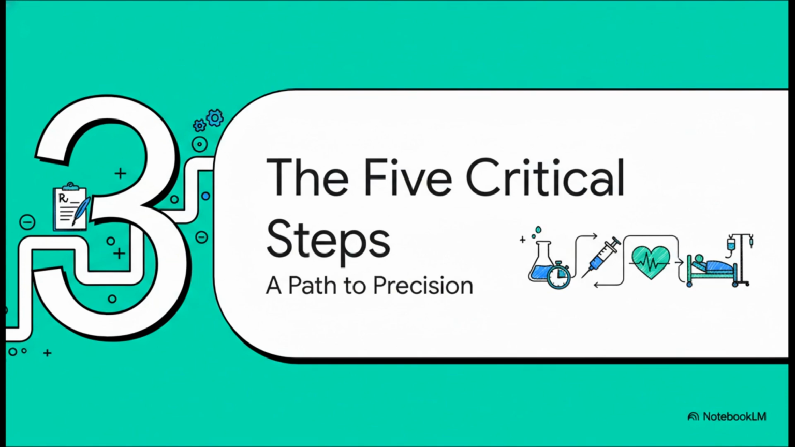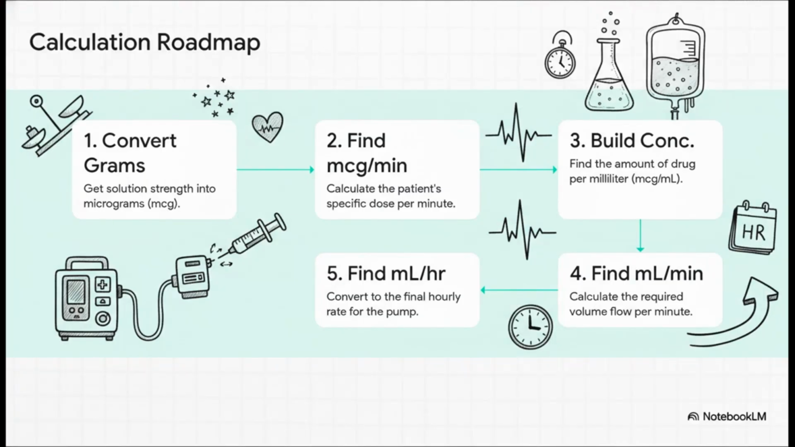Now I know, looking at all that, it might seem a little overwhelming, but there is a clear, step-by-step process to get to the right answer every single time. It's a 5-step path that takes you from that doctor's order right to the patient's bedside. Let's break it down. Here's our roadmap. First, we're going to get all our units on the same page. Then we'll figure out the patient's specific dose. After that, we'll determine the drug's concentration in the IV bag. And finally, we'll convert everything into the exact rate that the pump needs to be set to.